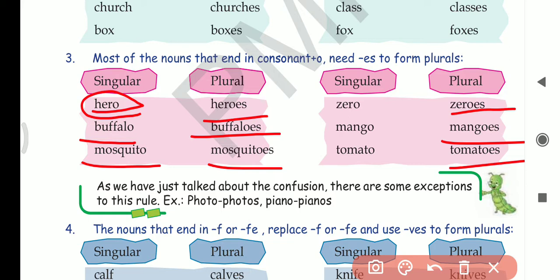As we have just talked about the confusion, there are some exceptions to this rule. For example, photo, photos, piano, pianos. Yes students, there are certain exceptions.